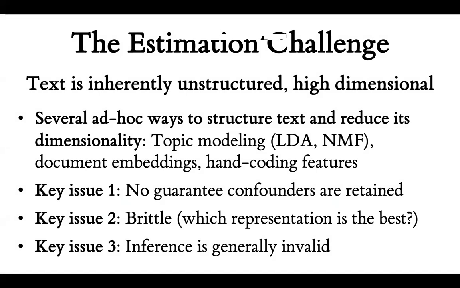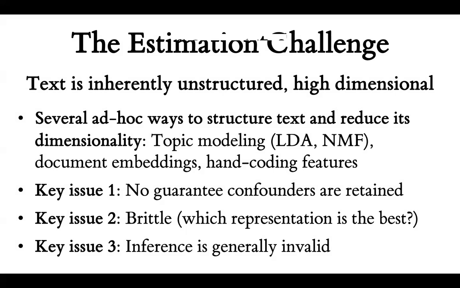The issue here with controlling for text is, conceptually it makes sense. Just the way I control for other variables in my regression, I want to be able to just add text to my regression. But the issue is how do I actually do this in practice? Text is inherently high dimensional and unstructured. So I need to structure it somehow and put it in my regression.